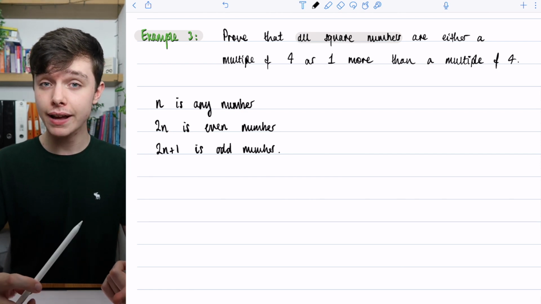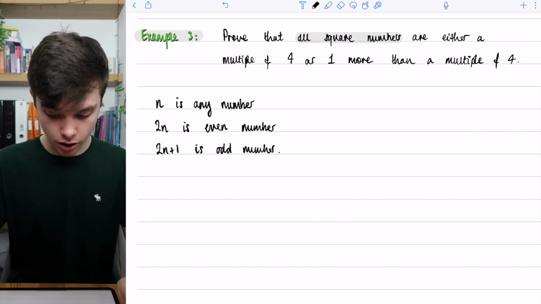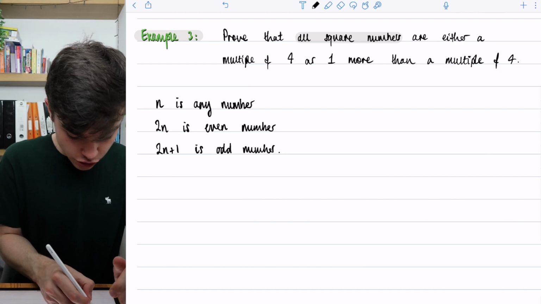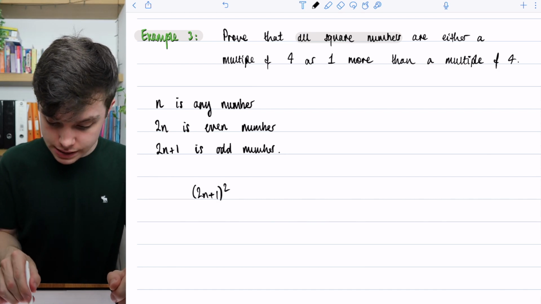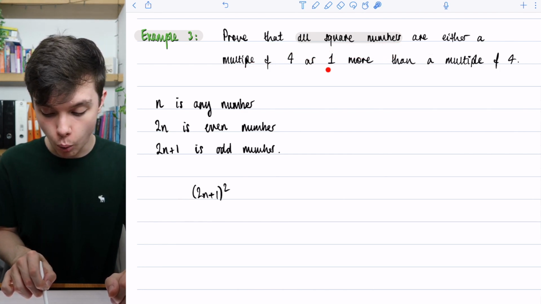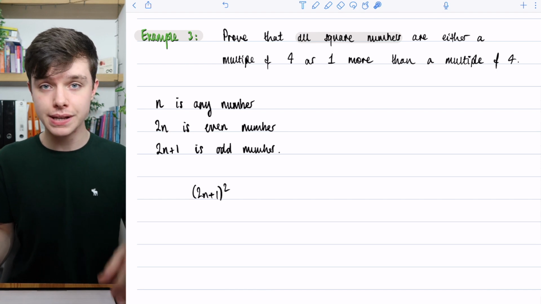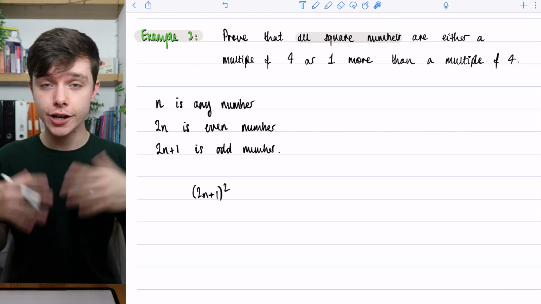We're either squaring an even number or we're squaring an odd number. I'll start with odd numbers. So I'm going to take 2n plus 1 and I'm going to square it because I'm trying to prove that all square numbers are either a multiple of 4 or one more than a multiple of 4. So let's take all of my odd numbers here and square them.